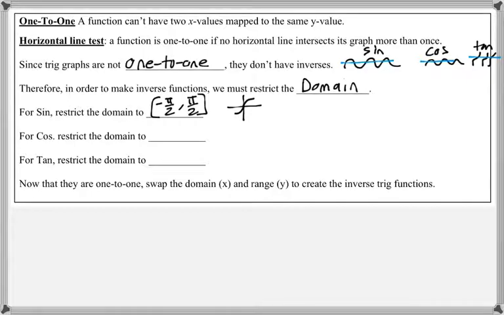And then cosine, we're going to restrict the domain to be 0 to pi. And that would look something like this. And then tangent, we're going to restrict to be negative pi over 2 to pi over 2. And we're not going to include the endpoints because of the asymptote. So now that they are one-to-one, just like with any inverse function, we swap the domain x and the range y to create the inverse functions.